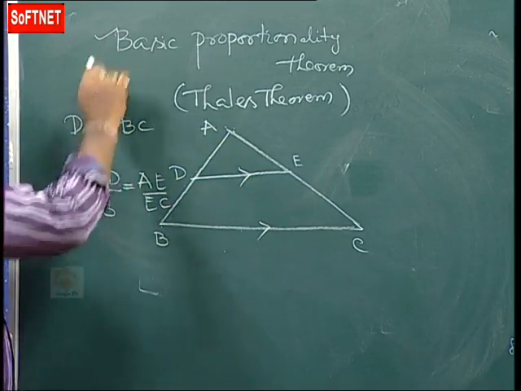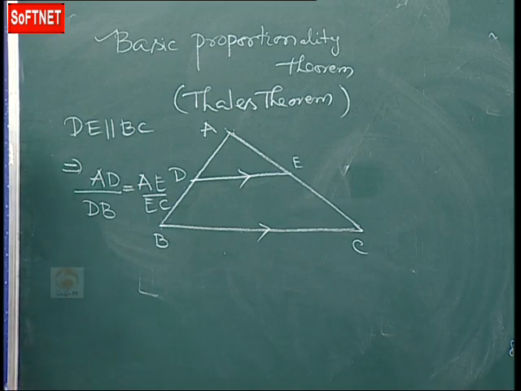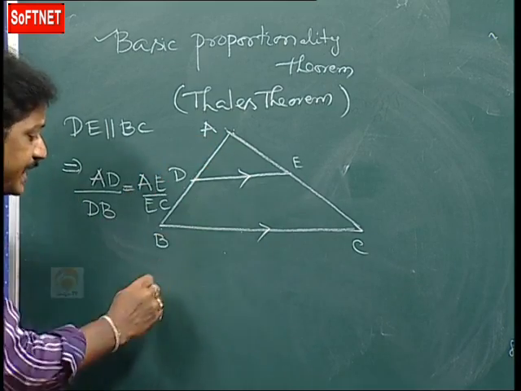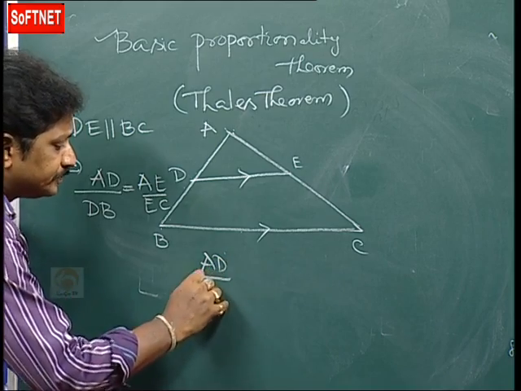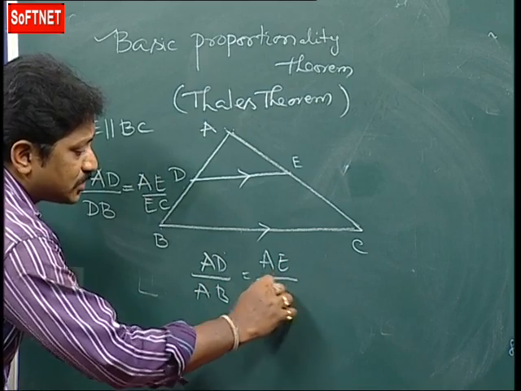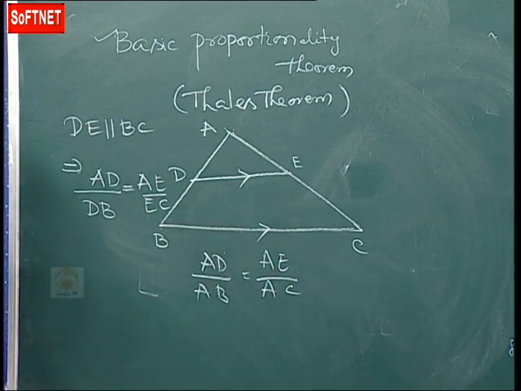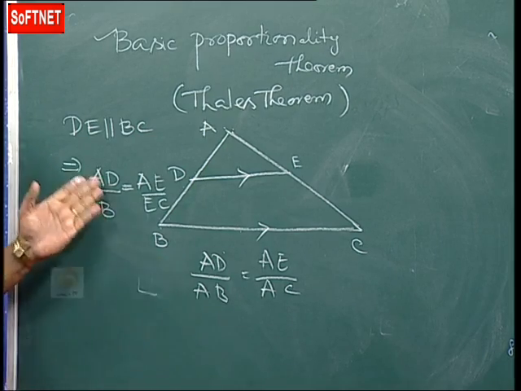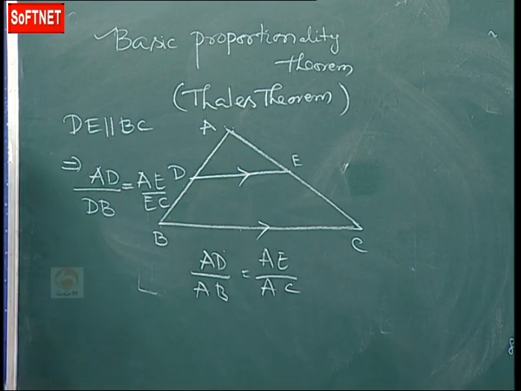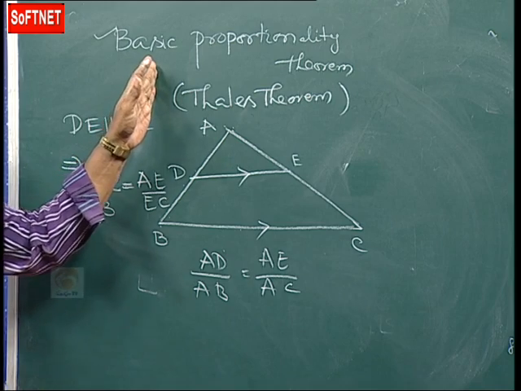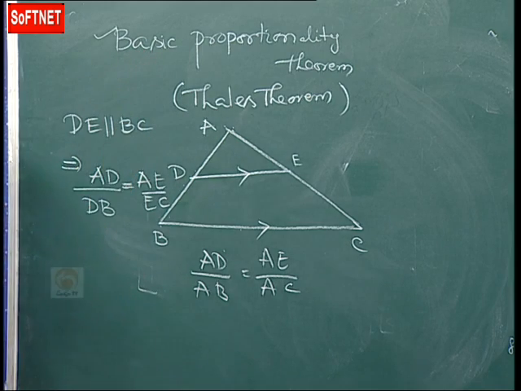This is a very important theorem. We can write the relations in many ways, like AD by AB is equal to AE by AC also. By using the componendo and dividendo law, we can prove it. Using this, many questions will be asked in the examination. So this is one of the important theorems, called the basic proportionality theorem or Thales theorem.